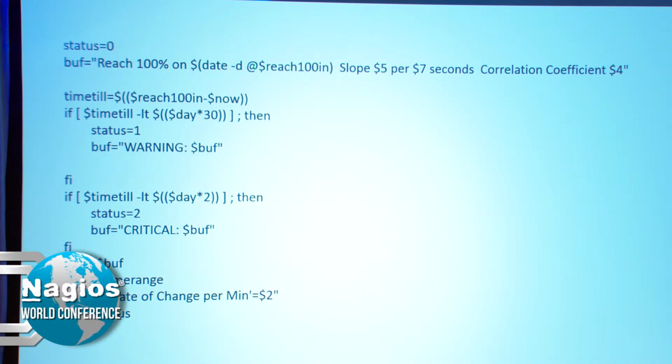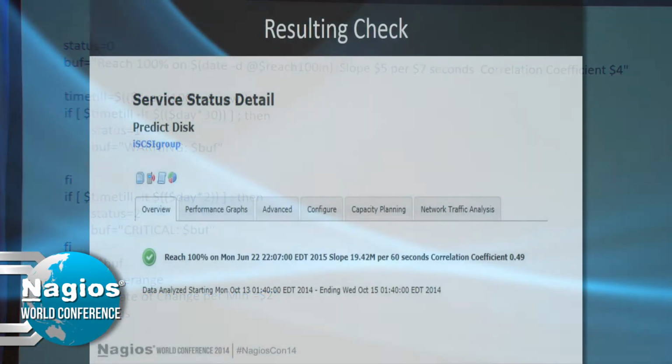Okay, so date -d turns your seconds into human readable dates. We have our slope times our step, and we also know what our correlation coefficient is. But the whole point was to alert on this. So now we say, hey, how many days is it going to be till this happens? That's the time till. If we're less than 30 days, do a warning. If we're less than 2 days, go critical.